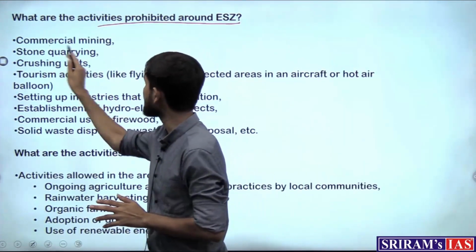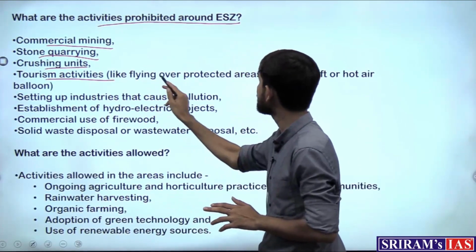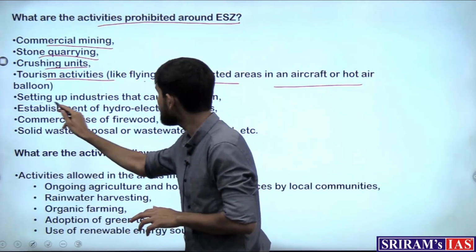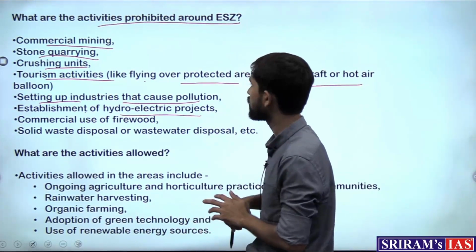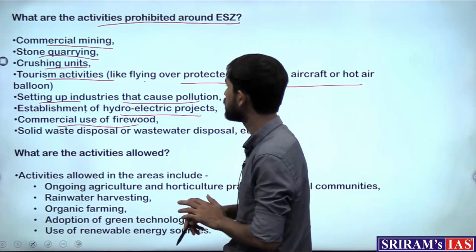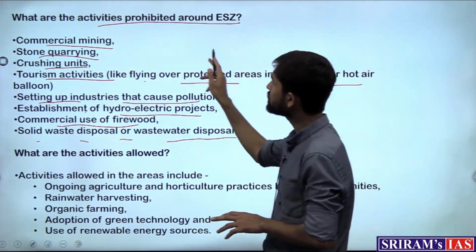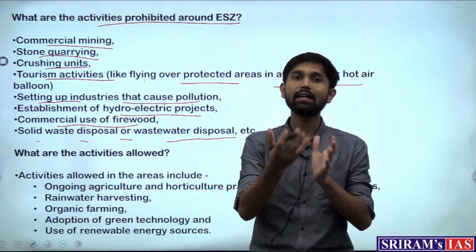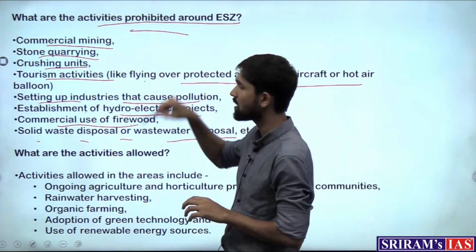So therefore mining, stone quarrying, crushing units, tourism activities like flying over the protected areas in an aircraft or hot air balloon, setting up industries that cause pollution, establishment of hydroelectric projects, commercial use of firewood, and solid waste or wastewater disposal. All of these activities have the idea of somewhere damaging or tampering with the ecosystem. That is why these activities are prohibited.